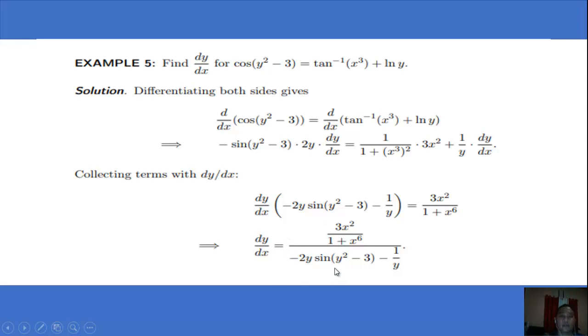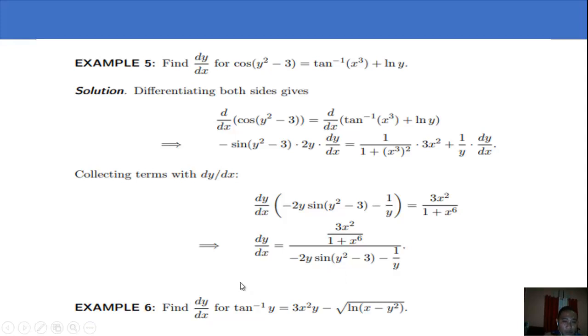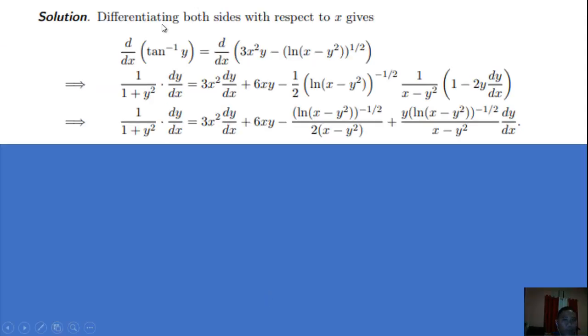Clear? Thank you. And say for example, find dy dx. Kaya pa? Of arctan of y, which is equals to 3x squared y minus the square root of the ln of x minus y squared. Wow! So first of all, the derivative of arctan is 1 over 1 plus x squared. Yan siya. So 1 over 1 plus y squared dy dx, kasi in terms of y na yan siya.